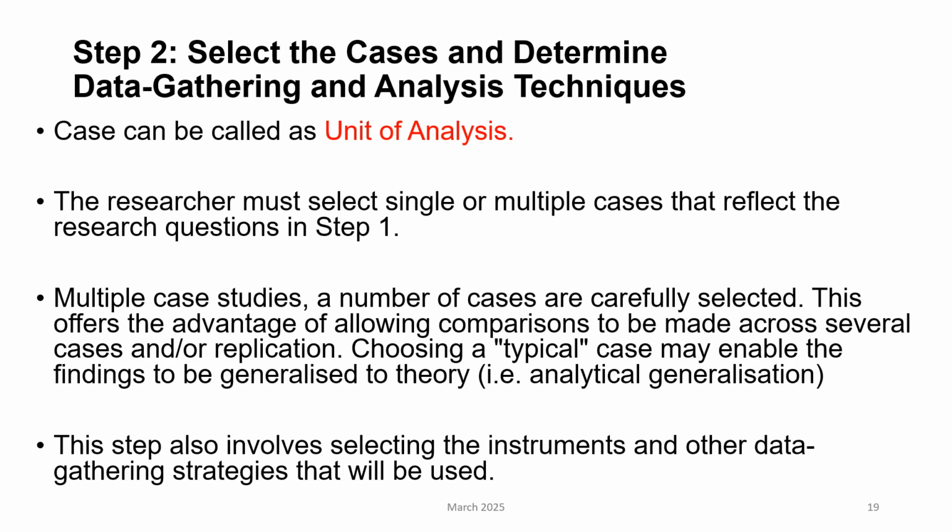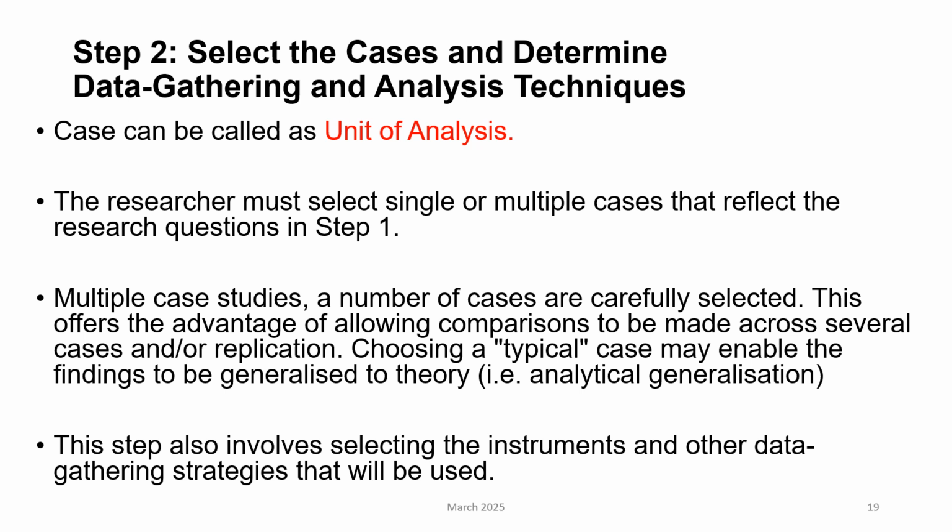So the second step in conducting case study research is selecting the cases and determining data gathering and analysis techniques. The case in case study research can be called a unit of analysis. So unit of analysis is an important and key concept in case study research, and it can range from an individual to a group in a particular organization, or an organization as a whole. And as we already mentioned, in case study we can use a single case or multiple cases that reflect the research questions in step one.